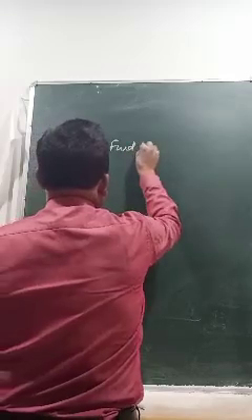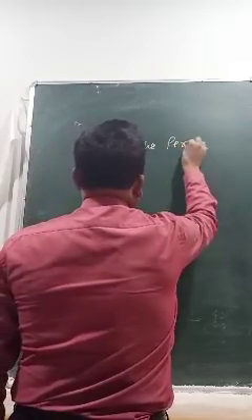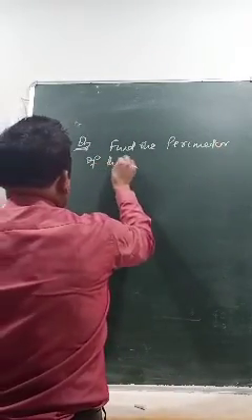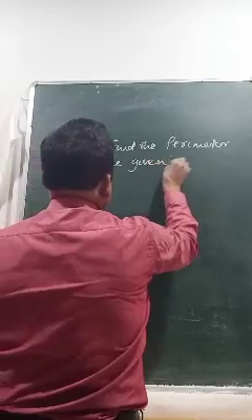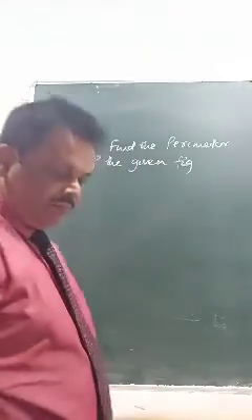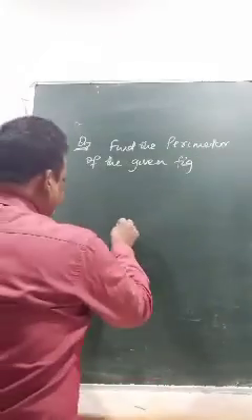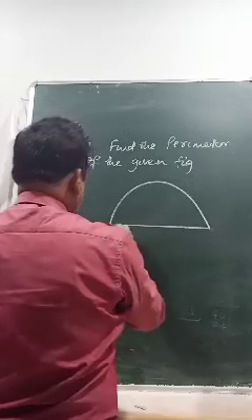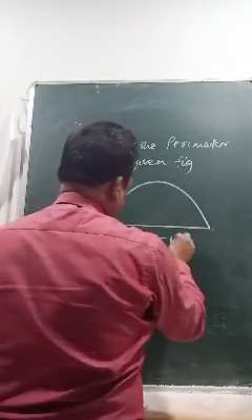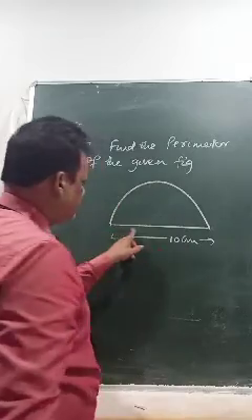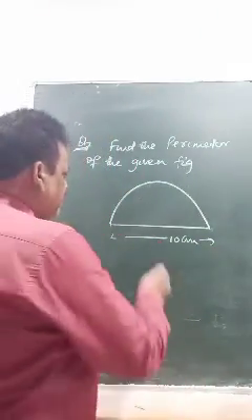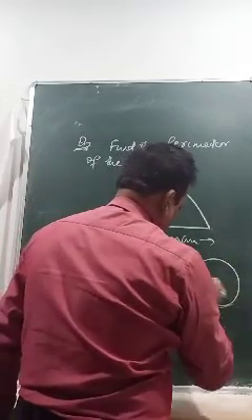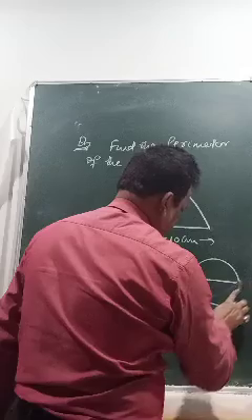Find the perimeter of the given figure. Okay, the figure is given. This is given as 10. This is the diameter. Diameter means this is a half circle now. So look here. If this is a circle, if you join here, this becomes a diameter.